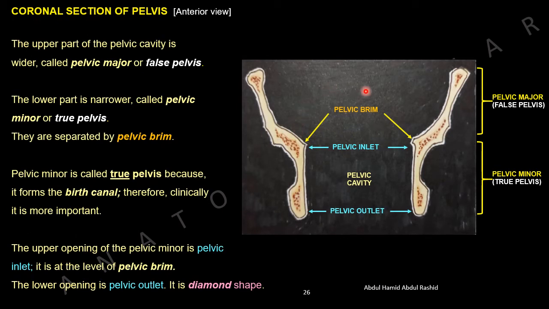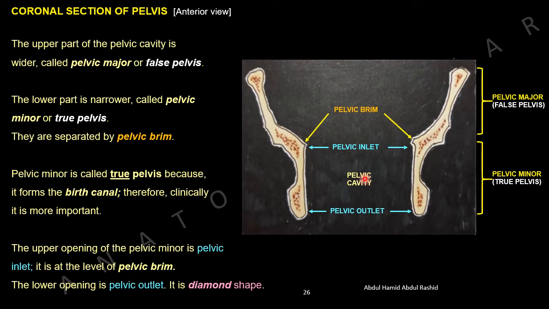This is a coronal section of the pelvis, anterior view. The upper part of the pelvic cavity is wider, called pelvis major or false pelvis. The lower part is narrower, called pelvis minor or true pelvis. They are separated by the pelvic brim. The pelvis minor is called the true pelvis because it forms the birth canal. Therefore, clinically, it is more important than the pelvis major.